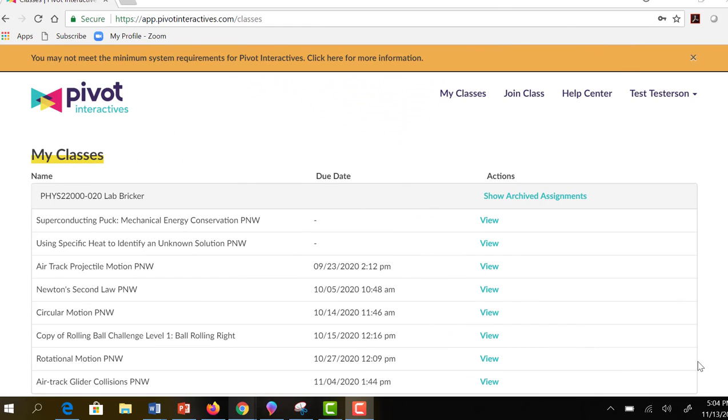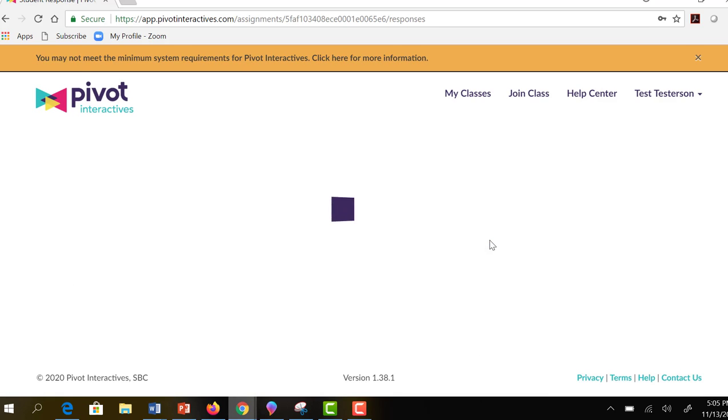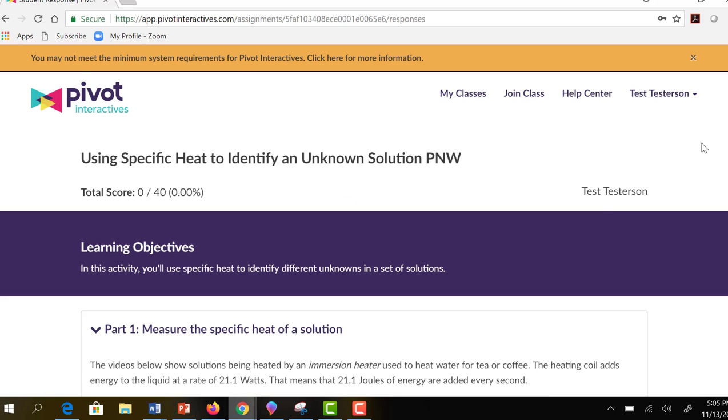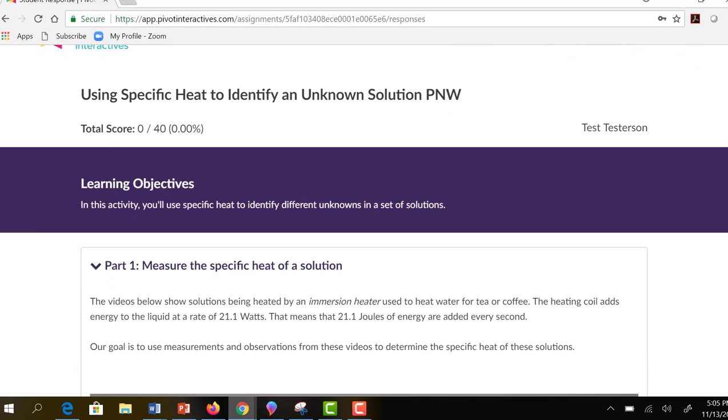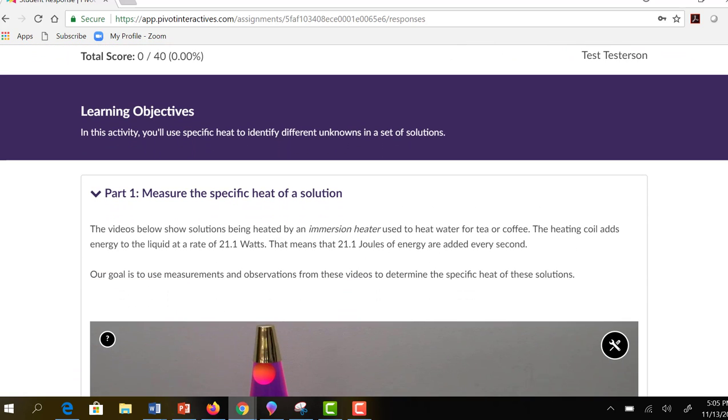Everybody, this is an introduction to the specific heat lab. Once you log into Pivot, this one is going to be called Using Specific Heat to Identify an Unknown Solution, PNW. So I'll select this one, and the lab is here. Measure the specific heat of a solution.